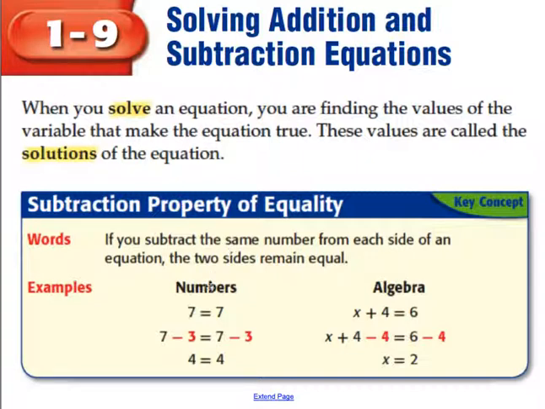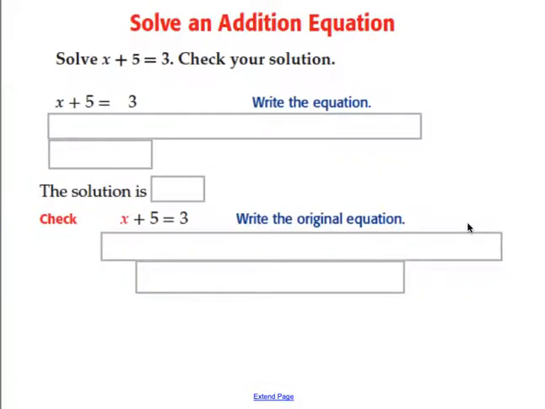And the subtraction property says we can subtract the same number from both sides of an equal sign and it doesn't change the value of the expression. So whether it's numbers or an algebraic expression, it's still balanced. We're not unbalancing anything. So let's take a look at how this works to solve an addition equation. If we have x plus 5 equals 3, we want to solve that, and then we want to check our answer to make sure that it works.